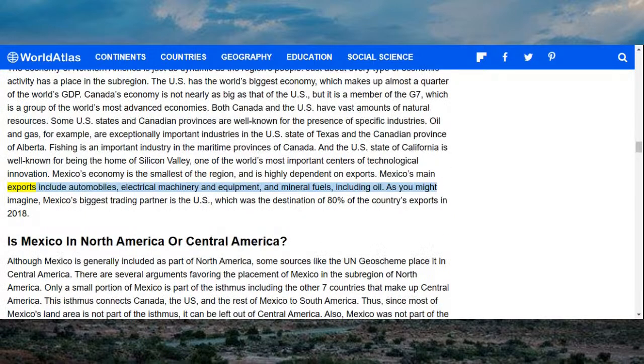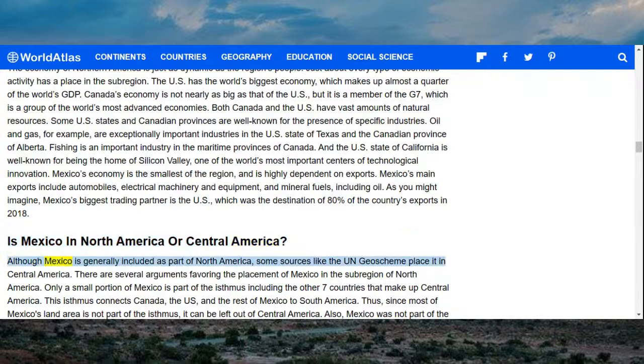Mexico's main exports include automobiles, electrical machinery and equipment, and mineral fuels, including oil. As you might imagine, Mexico's biggest trading partner is the US, which was the destination of 80% of the country's exports in 2018. Is Mexico, Indiana, North America, or Central America?